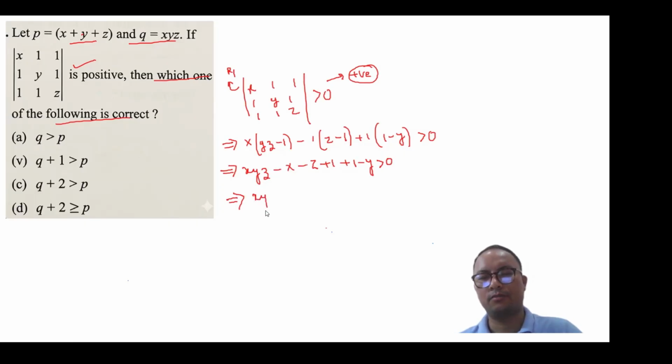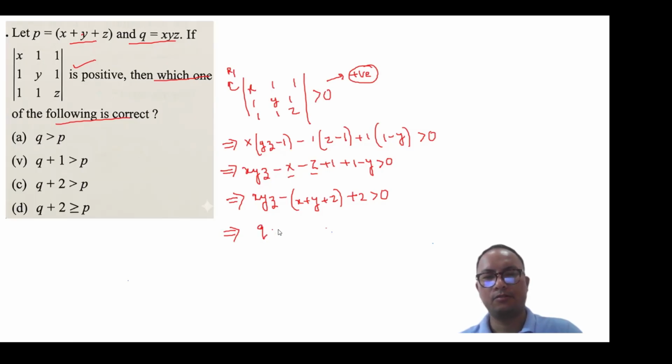Now the values in x, y, z. Then minus x, minus z, minus y, taking the common term. So this will be xyz minus (x plus y plus z) plus 2 greater than 0. Now you substitute the values of x, y, z.